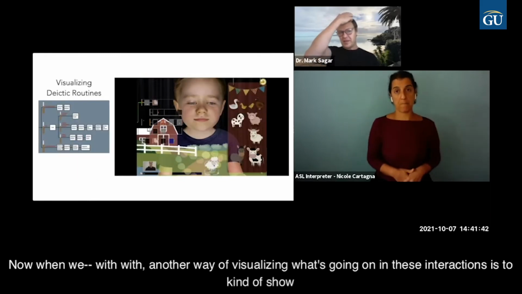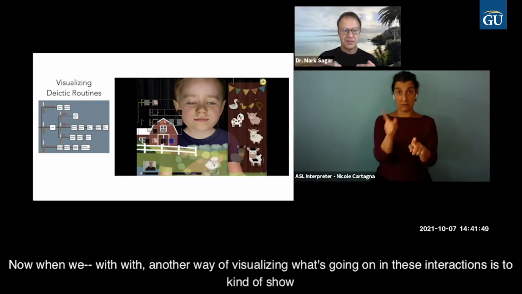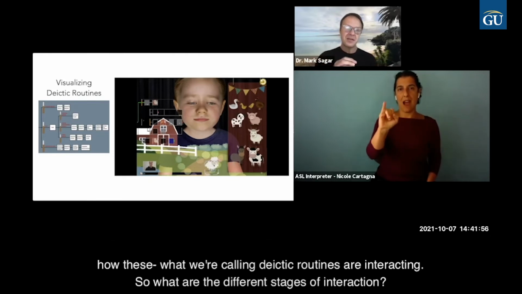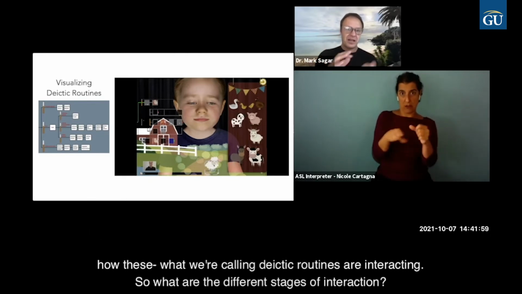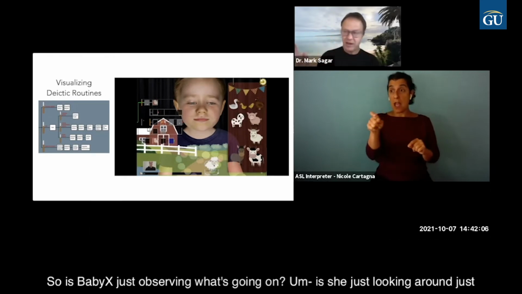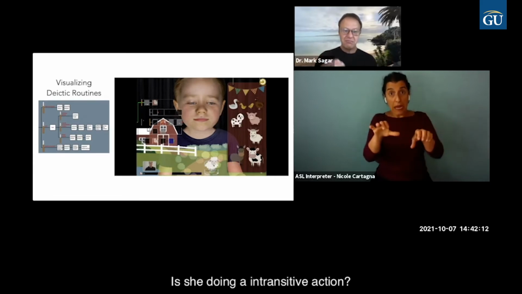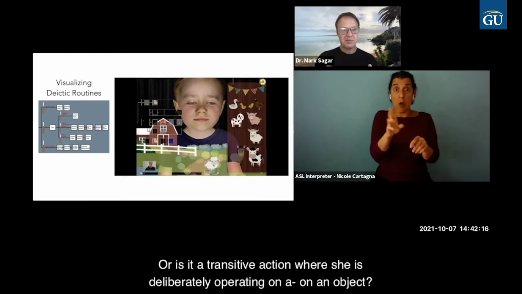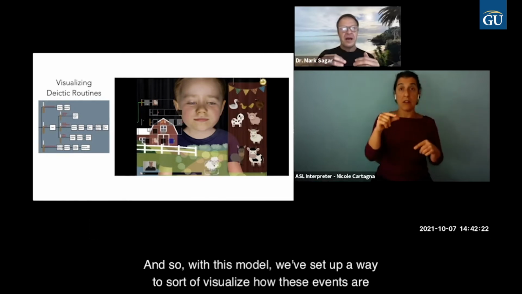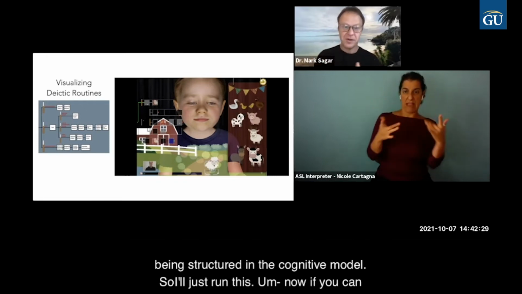Another way of visualizing what's going on in these interactions is to show how what we're calling dyadic routines are interacting. So what are the different stages of interaction? Is baby X just observing what's going on? Is she just looking around to see what's going on in the scene? Is she doing an intransitive action, or is it a transitive action where she's deliberately operating on an object? With this model, we've set up a way to visualize how these events are being structured in the cognitive model. So I'll just run this.